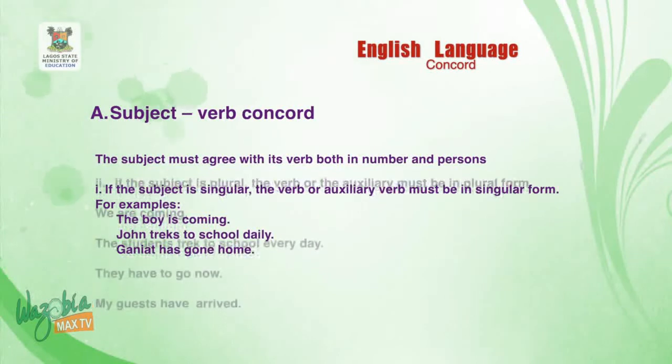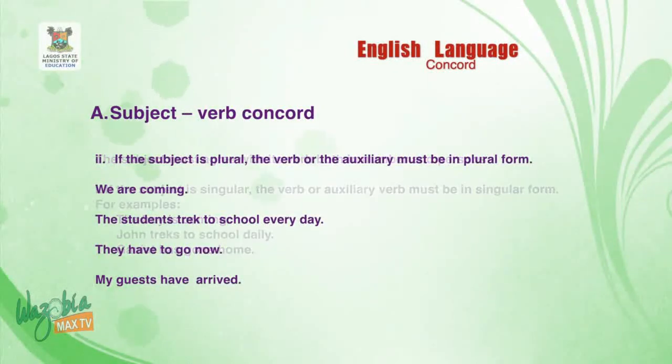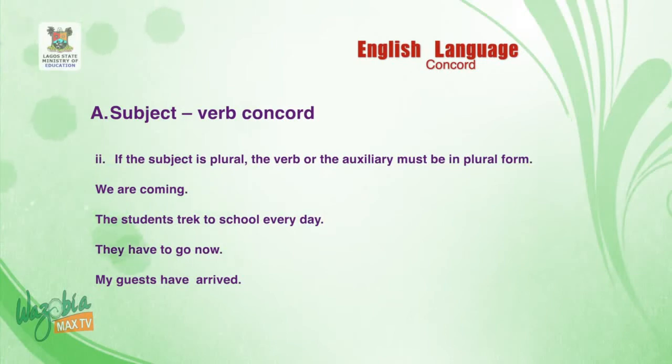2, if the subject is plural, the verb or the auxiliary must be in plural form. For example, we are coming. We are. The students trek to school every day. Students trek. If you notice, John treks, there is an S to show that it is singular. So a singular verb when it is present tense and the subject is third person takes an S, an inflectional X.